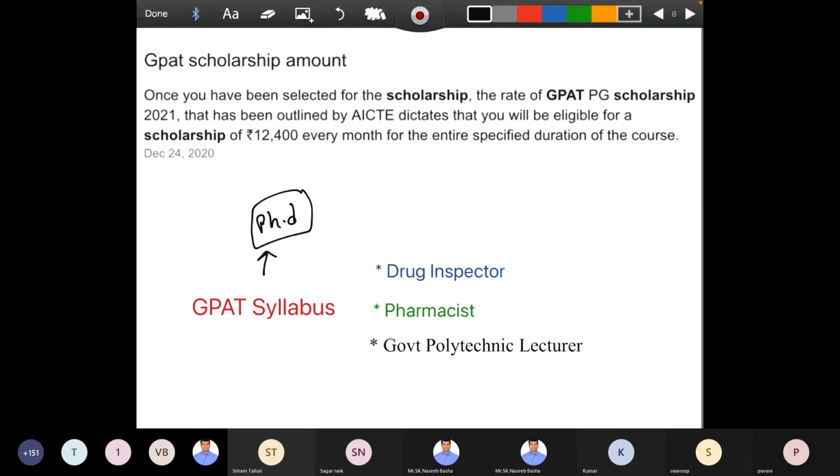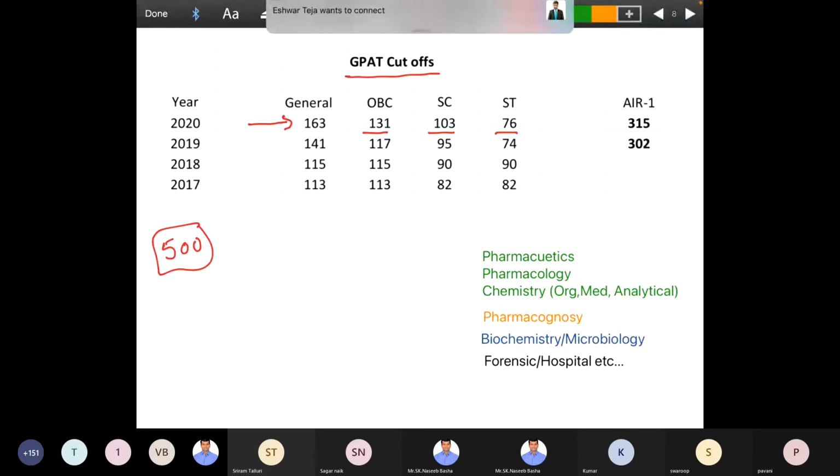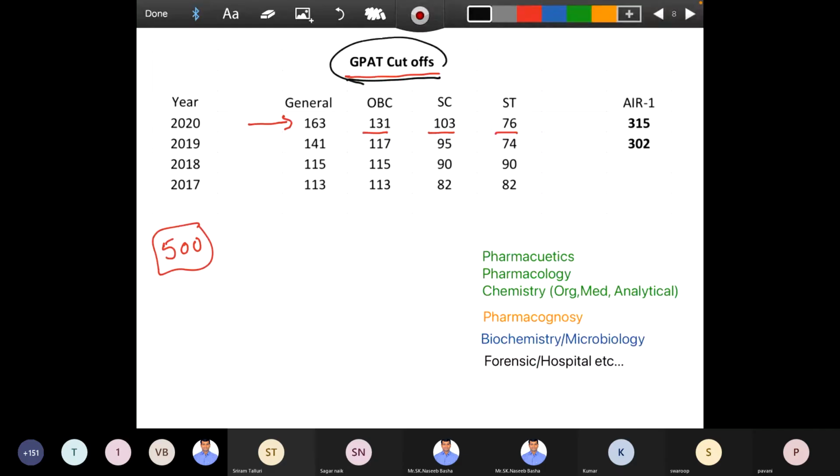Now I have made an analysis regarding GPAT cutoffs and everything. The GPAT cutoffs of 2020, last year, for the general category was 163, for OBC it is 131, 103 for SC, and 76 for ST. You can see the pattern. In 2019 it was 141, in 2018 it was 115, and in 2017 it was 113.